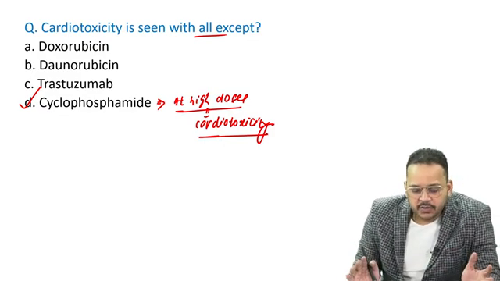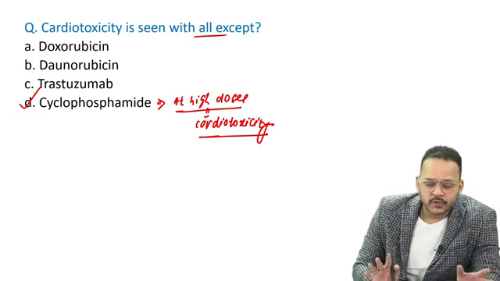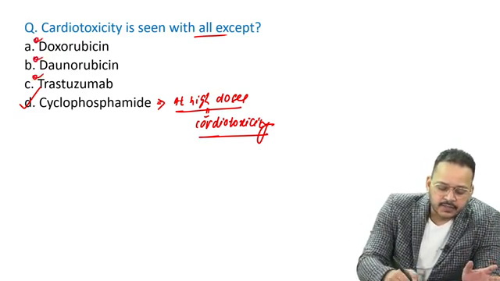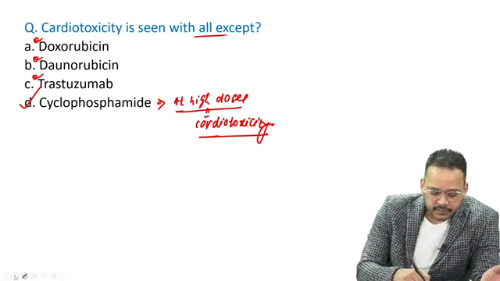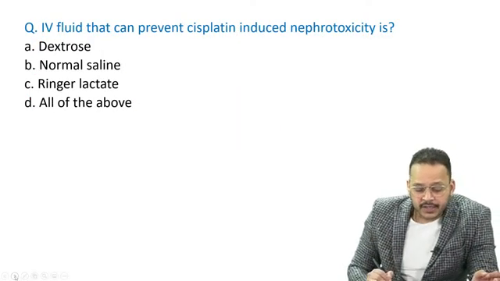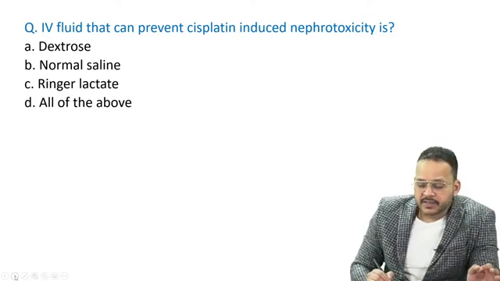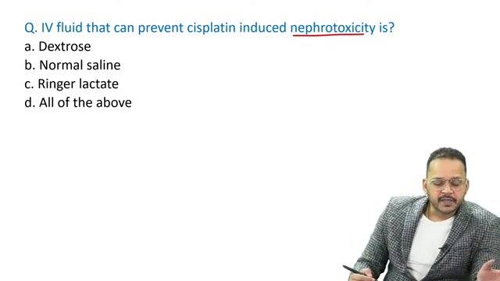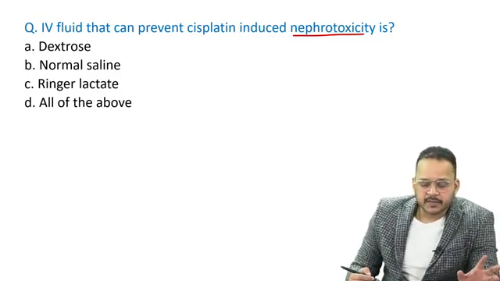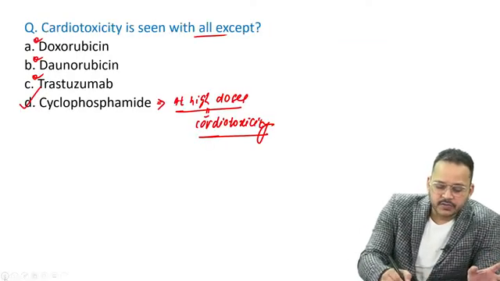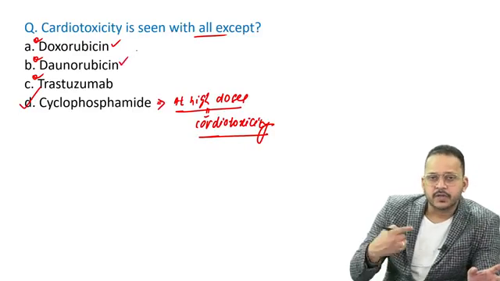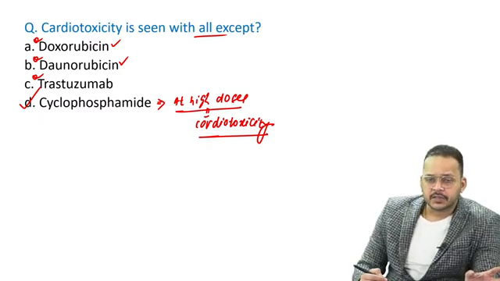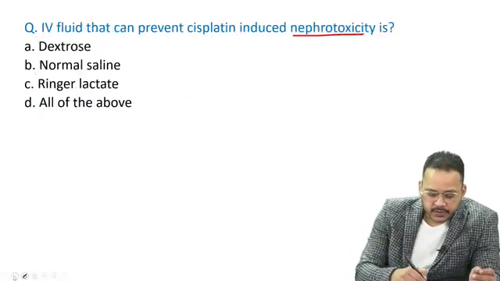But even at normal doses, you can see cardiotoxicity with doxorubicin, daunorubicin, trastuzumab. These are three drugs which are commonly asked, right? So here, cyclophosphamide is a better answer. For treatment, yes, we'll be using dexrazoxane, but dexrazoxane is used only for doxorubicin and daunorubicin because here the free radical production is due to iron. So an iron chelator is used, right?